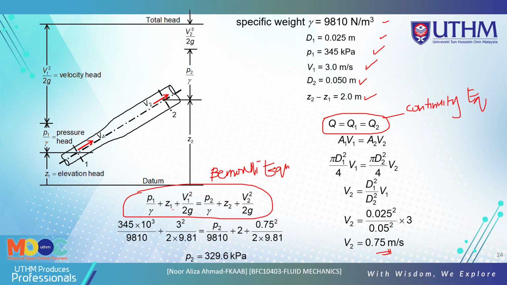Z1 minus Z2, so you put here Z2 minus Z1. And put the values here, until you get the pressure at 2 is 329.6 kilopascal. So this is the concept: you must find the value of velocity based on the continuity equation, and then use the Bernoulli equation and put all the values in that formula until you get the pressure at 2.